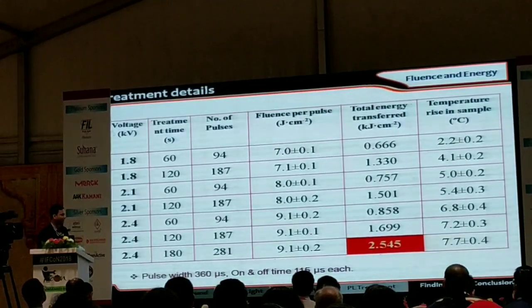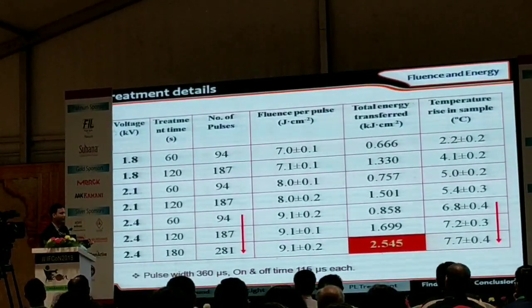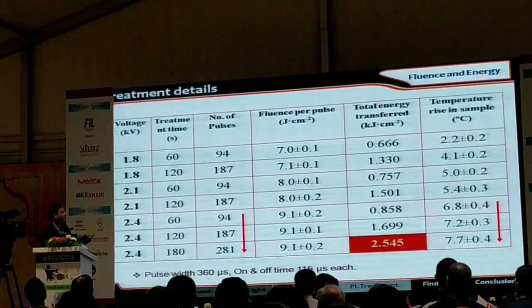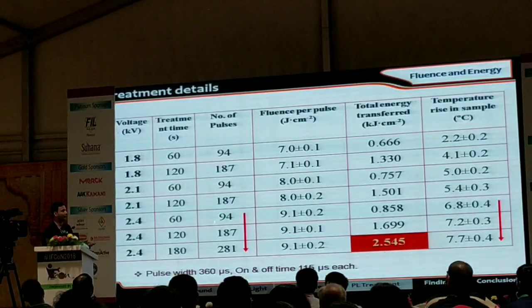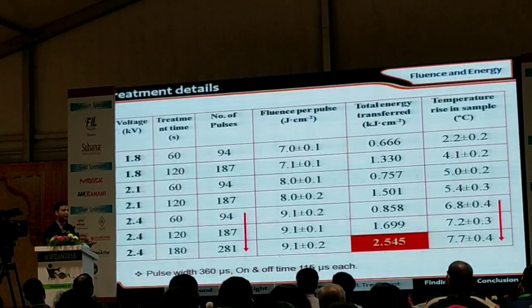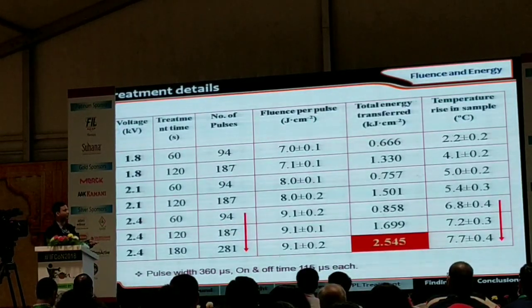So here, the claim is that for the same 2.4 kilovolt, if I treat the samples for 60 seconds, it has 94 pulses. And we have fixed the number of pulses per second as 3. So this is the 94 pulses, and the corresponding fluence is 9.1.